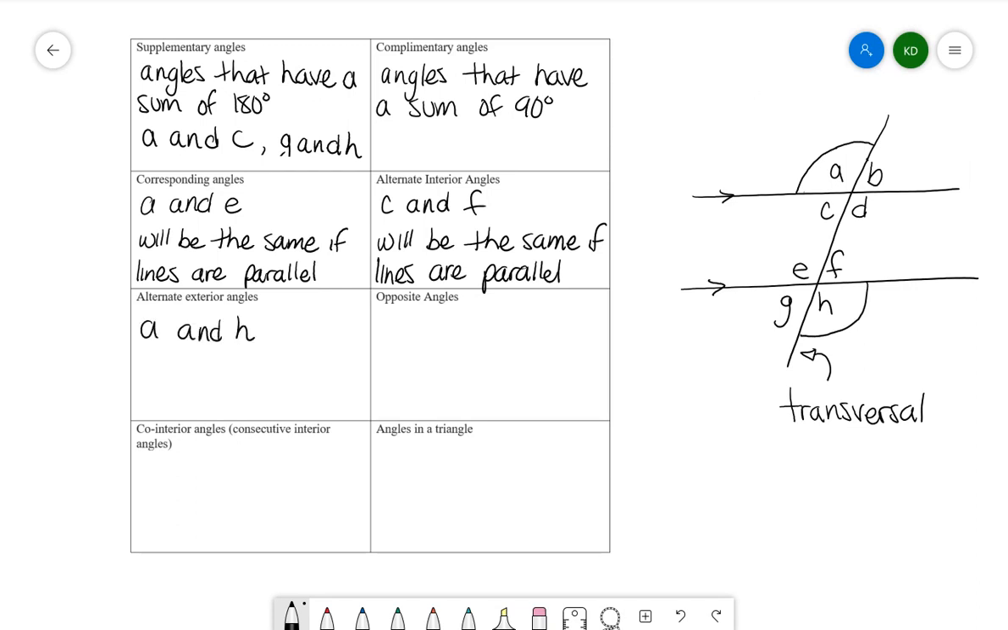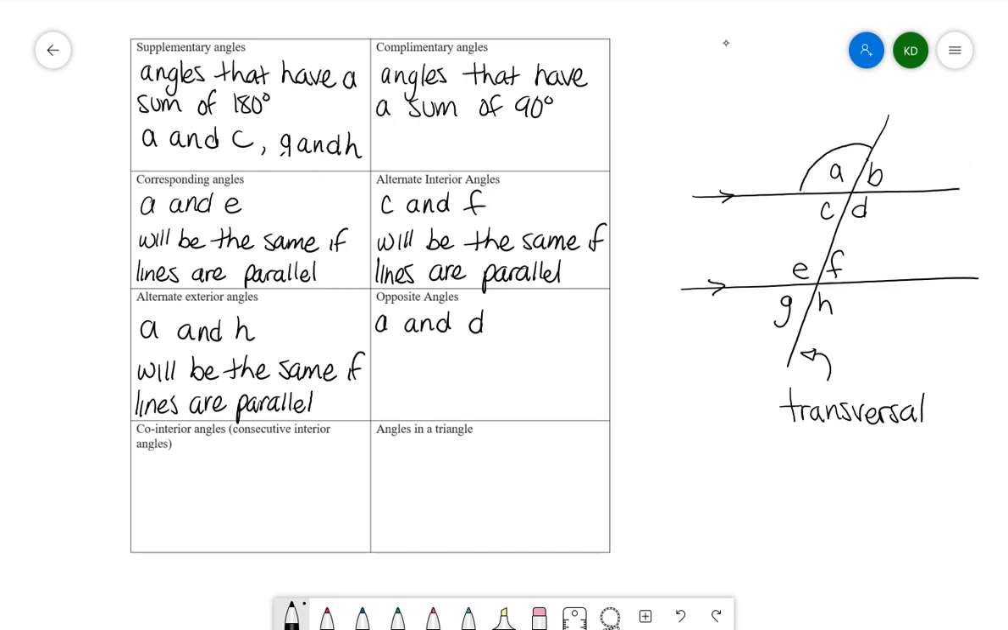Just like the other two angles, if these two lines are parallel to each other, then A and H have to be the same. Next, what I want to talk about are opposite angles. Opposite angles aren't necessarily correlating, or I guess just talking about with parallel lines. Opposite angles are just saying that they are on the opposite side of each other. So an example of opposite angles would be A and D.